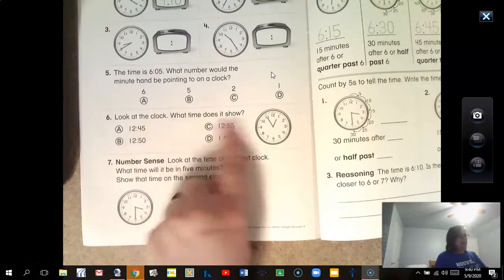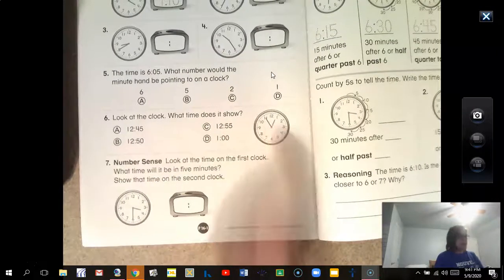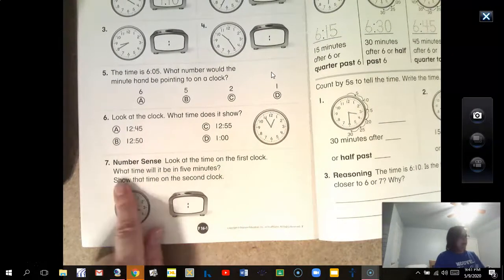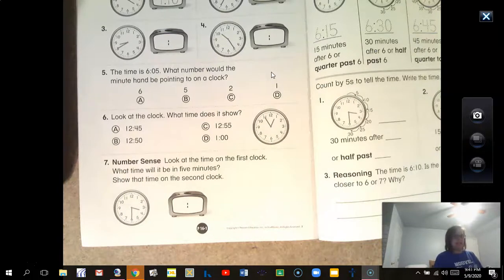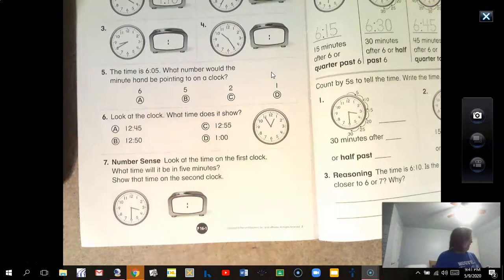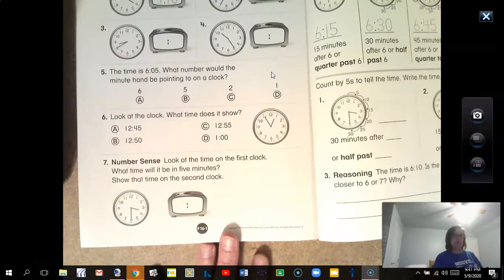Look at the clock. What time does it show? We just did some of those. And look at the time on the first clock. What time will it be in 5 minutes? Okay, in 5 minutes. And we just did that on the other one also. Other problem. Okay, there you go.